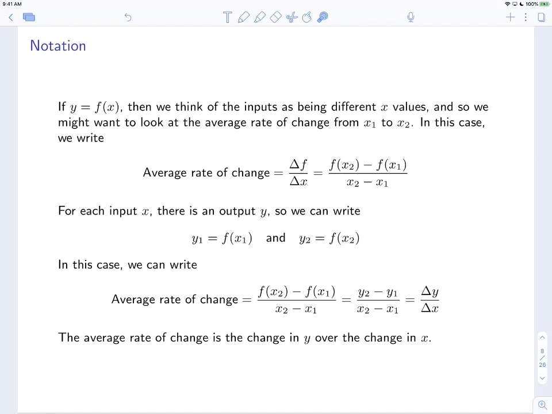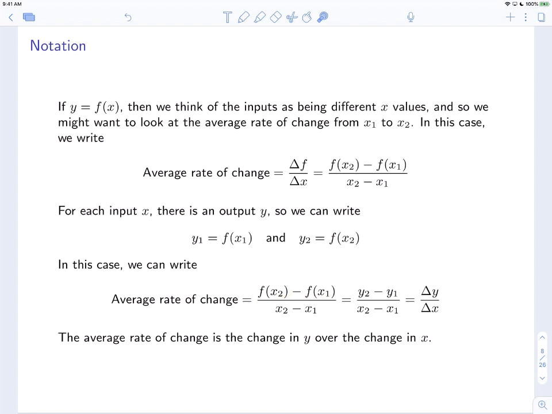In this case, we would write the average rate of change as delta f over delta x, but that would just be, again, the difference of the f values over the difference between the x values. But now we can just see that these are x values here. So in the denominator we have two x values, and in the numerator we have f of x2 minus f of x1. For each input x, there is an output y. So we can write y1 as the output for x1, and we can write y2 as the output for x2. So in this case, the average rate of change is the difference in the f values, the difference in the output values, divided by the difference in the input values.